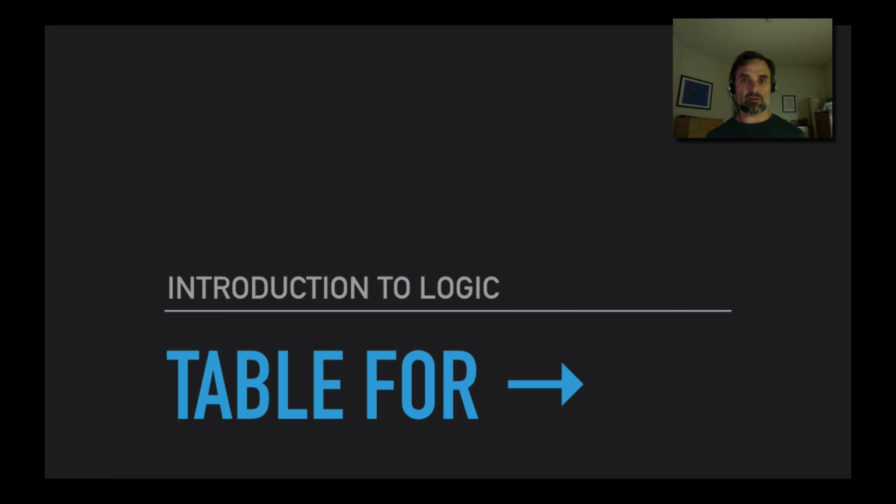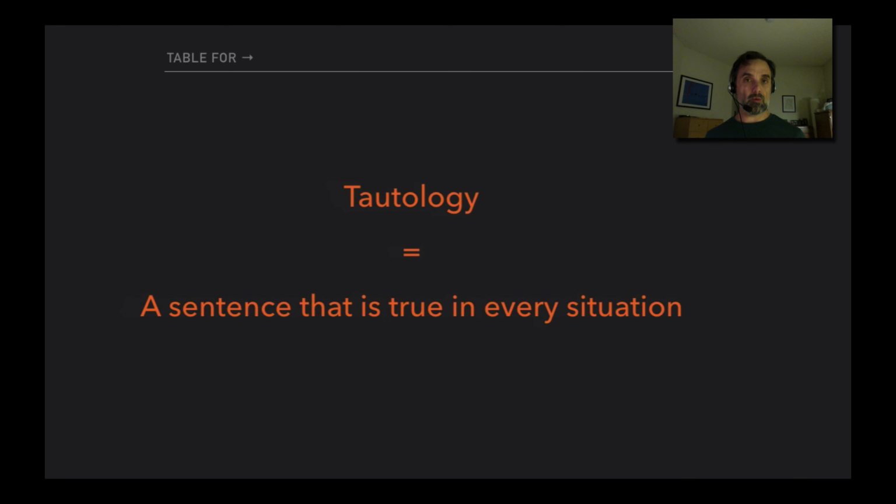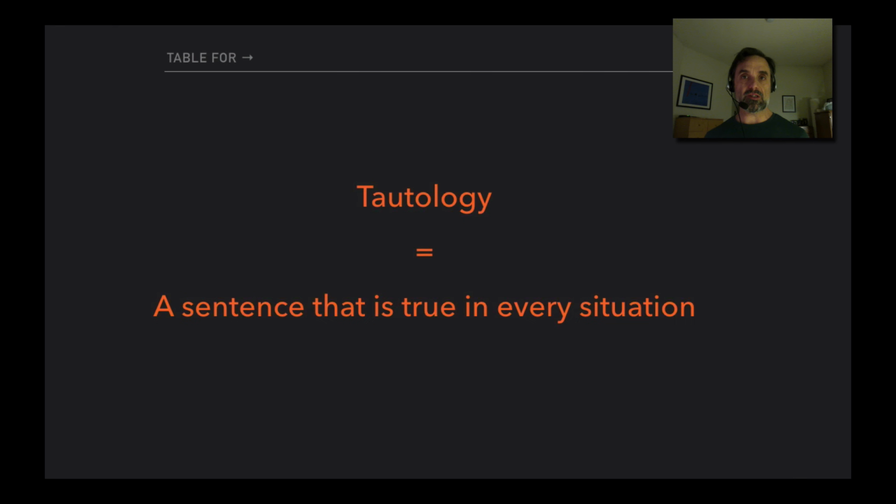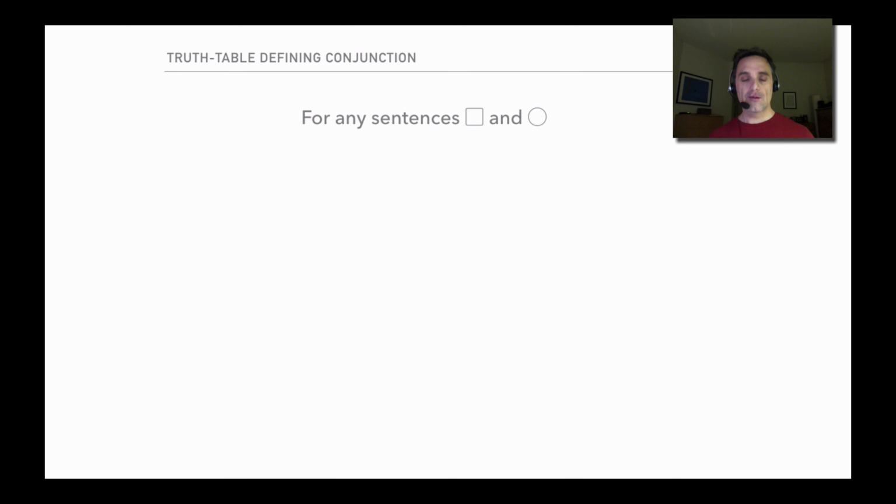Hello. In this video, I'm going to talk about the truth table for the conditional, for the arrow. So remember again, we're looking for tautologies, which is a sentence that is true in every situation. We're finding whether a sentence is a tautology or not. So let's go ahead and review the truth table for the conjunction symbol.